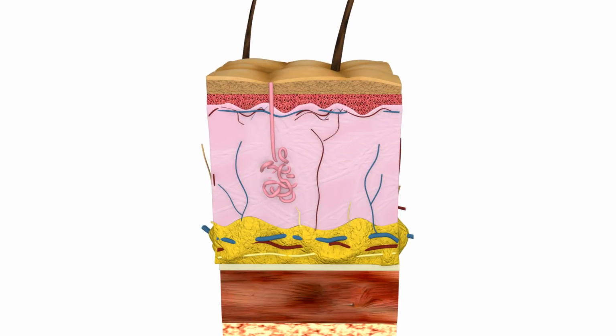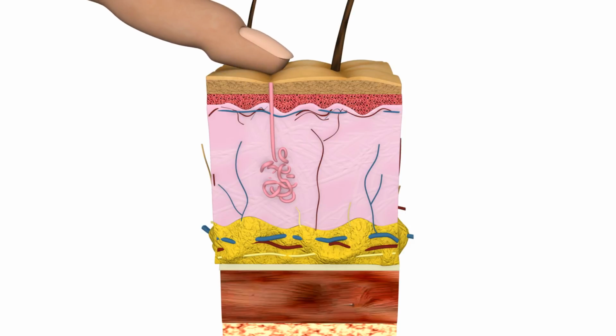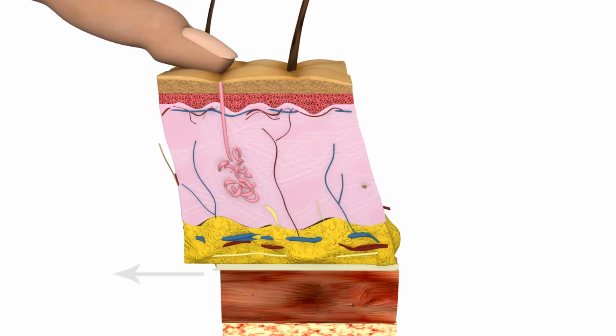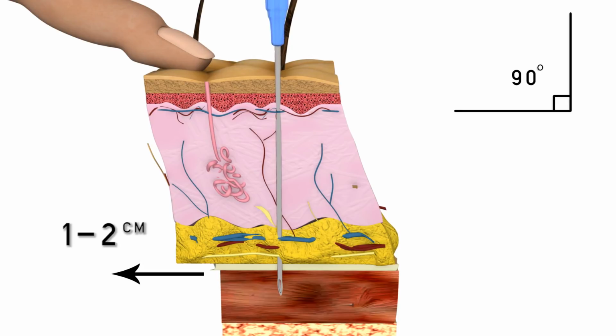The Z-track route is used when the medication can stain or cause skin irritation. For the Z-track technique, the skin is pulled to one side, which moves the subcutaneous tissue approximately 1 to 2 centimeters. The needle is inserted at a 90 degree angle, and after aspiration the medication is inserted into the muscle, whereupon the nurse waits 10 seconds.